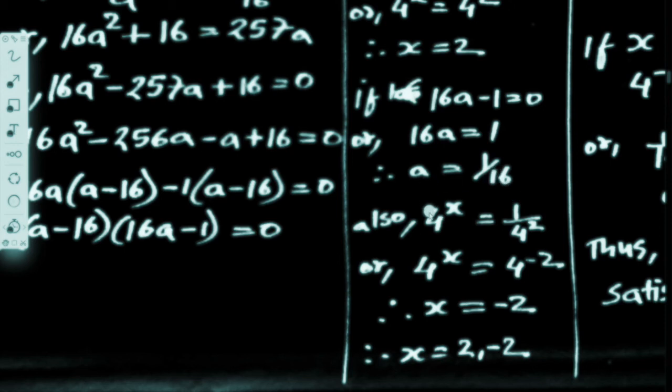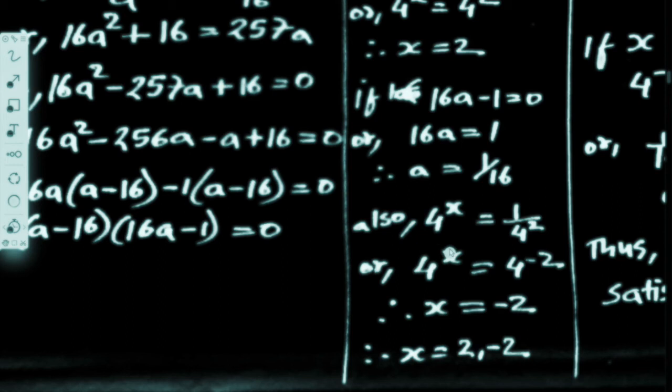Again, in place of a we should keep 4 power x equals 1 by 4 square, since 4 square means 16. So in place of 16 we keep 4 square: 4 power x equals 1 by 4 square. Now this bottom one should be placed up. If 1 is removed, then the power should be negative, so 4 power x equals 4 power minus 2. Here the base is the same, 4, so x equals minus 2.